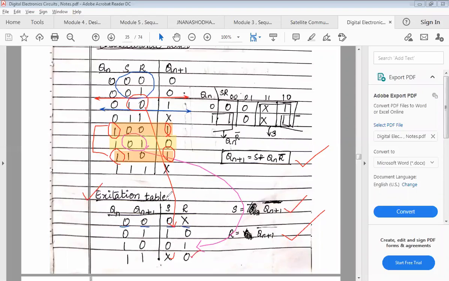Rutesh, any doubt do you have? Sir, can you repeat it again, sir? Which one? Excitation table? Yes, sir.